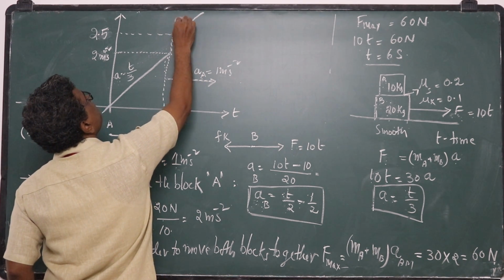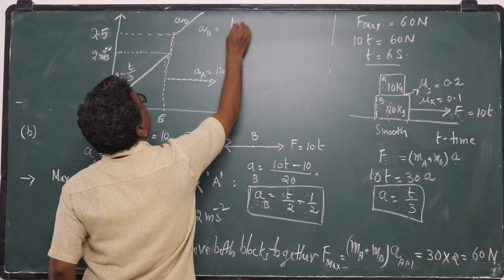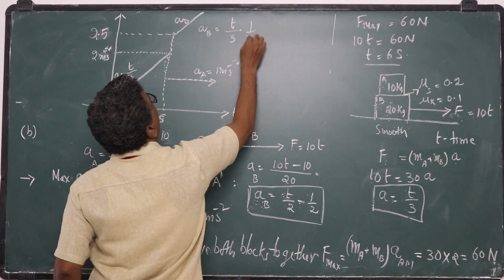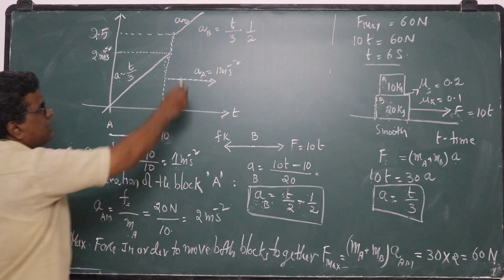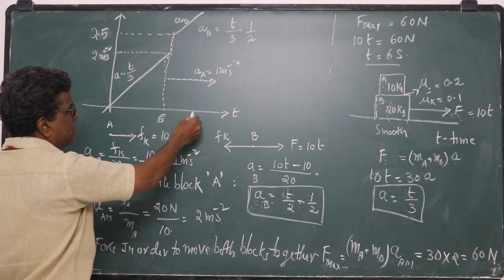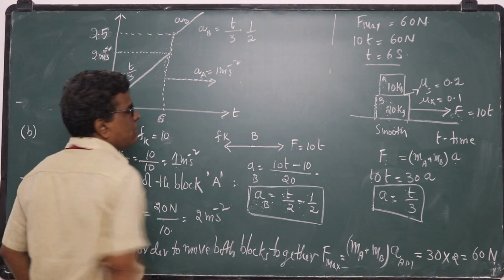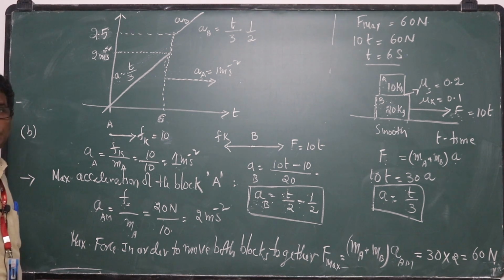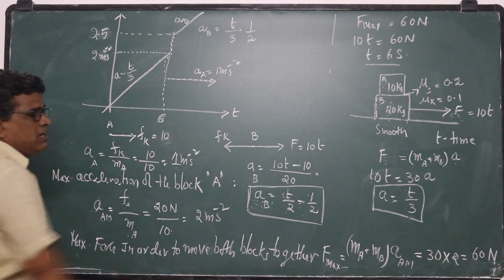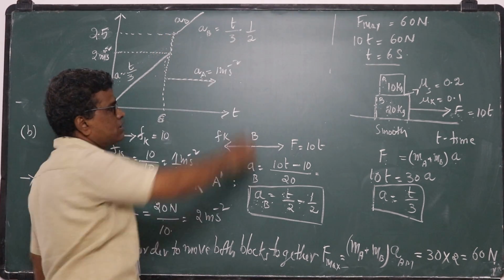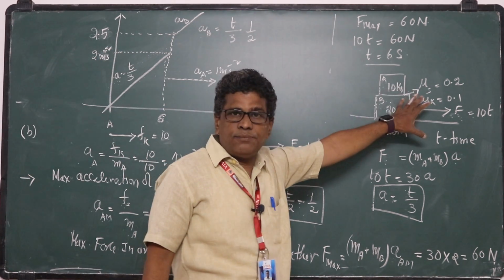So this is the acceleration of B, which is given by t by 3 minus half, according to this equation. Suppose you want the acceleration of B after 12 seconds: 12 by 3 is 4, minus half is 3.5, that means 7 by 2, which is 3.5. Like this, the acceleration of B varies with respect to time after detaching. So this is the story behind this problem.